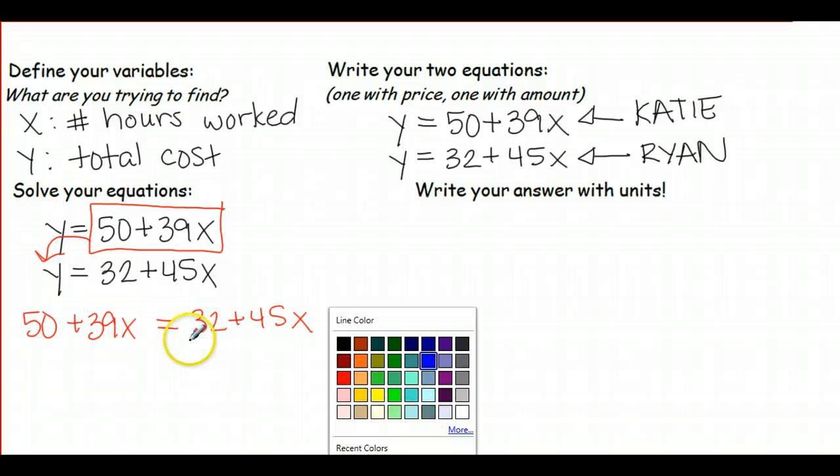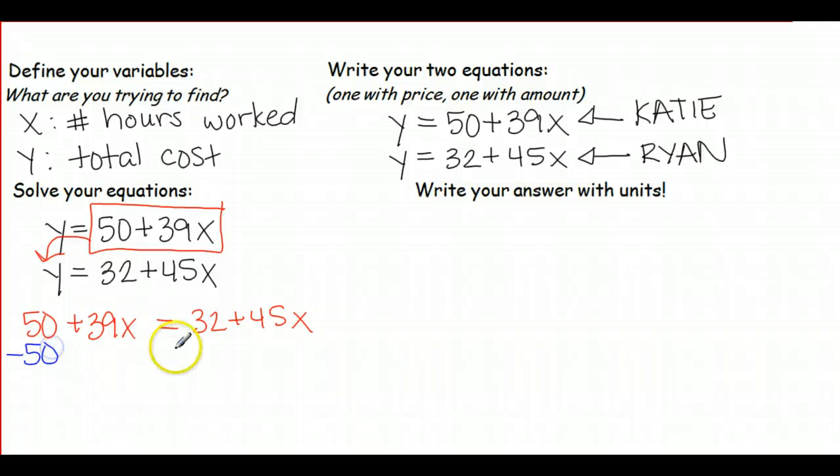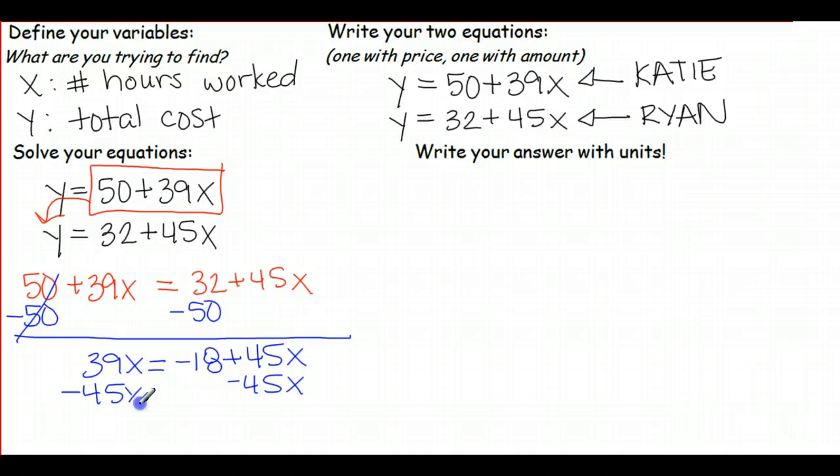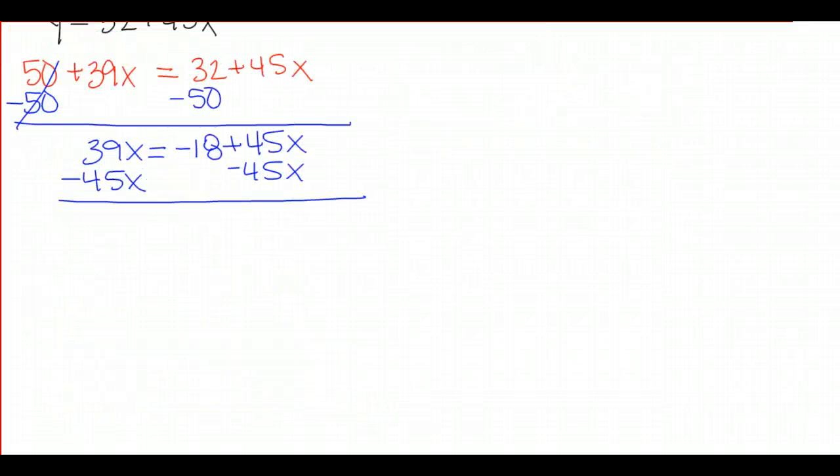If we subtract 50 from both sides of our equation, we get 39x equals negative 18 plus 45x. Subtract 45x from both sides of your equation. And when we do that, we get, let's see, 39 minus 45 is negative 6. We have negative 6x equals negative 18. Divide both sides by negative 6, and x equals 3.